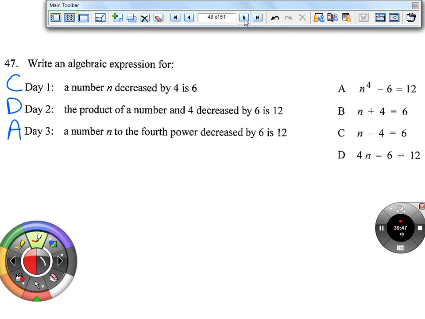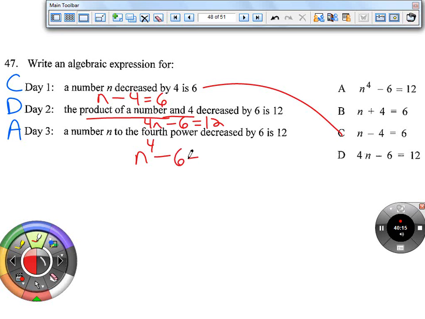A number n decreased by 4 is 6, so we've got a number n decreased by 4 is 6. So we just look for that one. Make sure you know how to translate product of a number. You know that's multiplication. So product of a number, so that'd be 4n, and then decreased by 6 is equal to 12. Okay. Number n to the 4th power, see that one, decreased by 6 is 12.